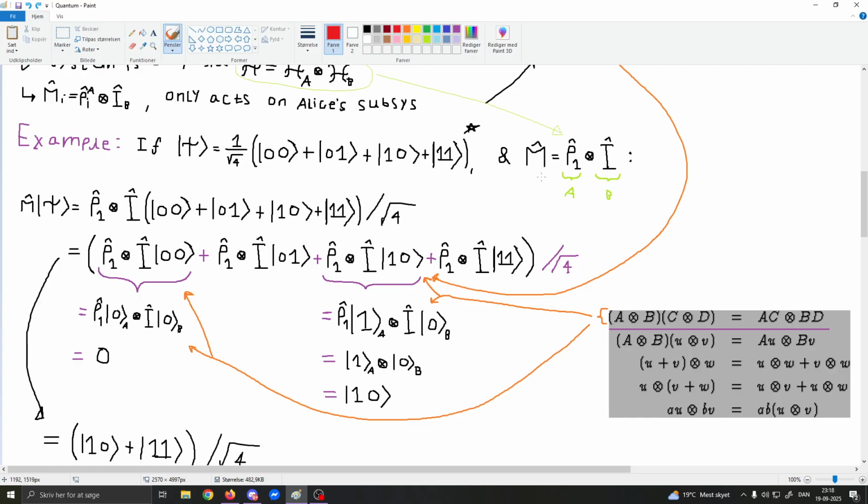For this system, we want to perform a projective measurement of the first ket, the ket 1 in Alice's system, meaning we want to do a projective measurement in Alice's system onto the basis vector ket 1, which necessitates that we ignore Bob's system, which is why we just use an identity right here. Let's see what happens.